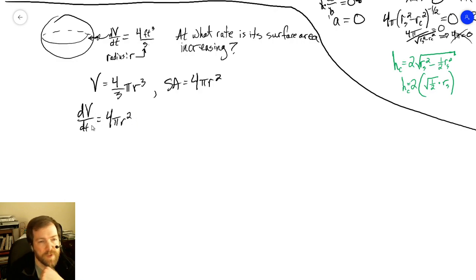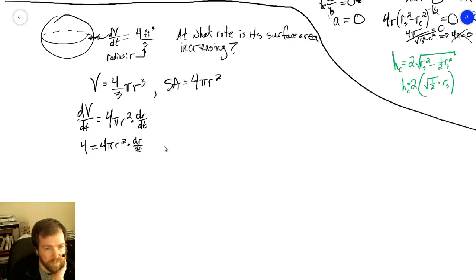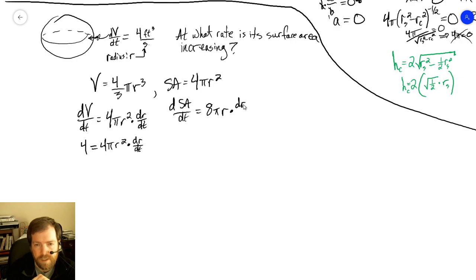because we're taking the derivative with respect to t, we also then need a dr/dt term. That's what I'm forgetting. Okay, so dV/dt is 4, which equals 4 pi r squared times dr/dt. Okay, now we need to solve for dr/dt because over here, when we take the derivative, dSA/dt is going to be equal to, take the derivative here, again, power comes down, makes it 8 pi r times dr/dt. Now we need this.